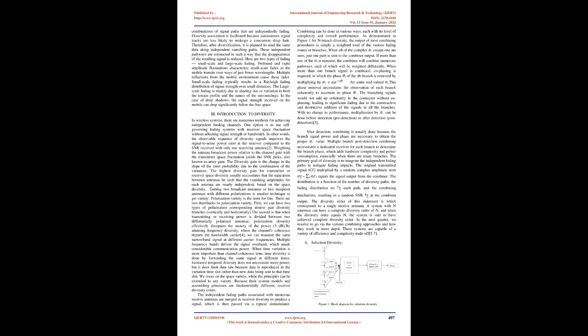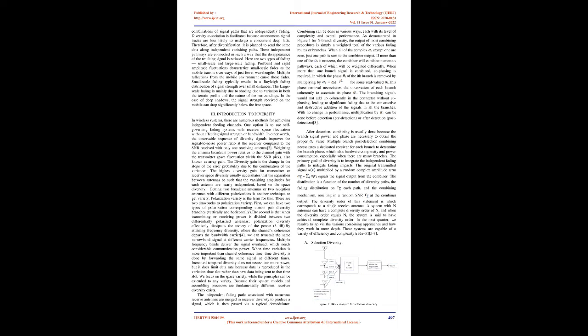In wireless systems, there are numerous methods for achieving independent fading channels. One option is to use independent fading paths with receiver space diversity, without affecting signal strength or bandwidth. In other words, the combination of diversity signals improves the signal-to-noise power ratio at the receiver compared to the SNR received with only one receiving antenna. Weighting the antenna broadcast power relative to the channel gain with transmitter space diversity yields the SNR gain, also known as array gain.